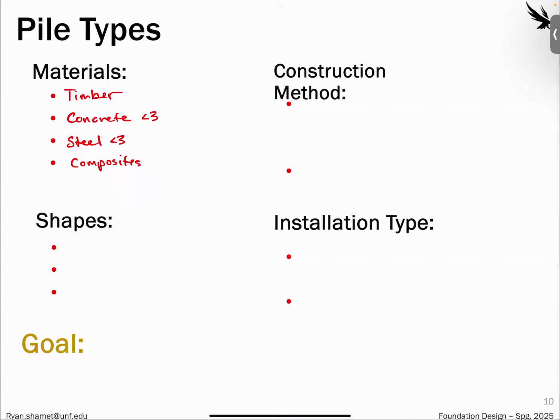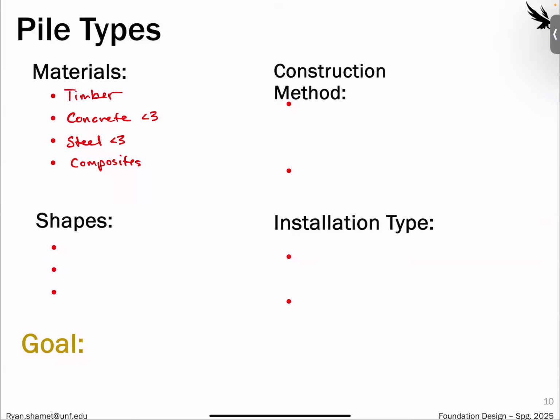If it's driven, it's a precast slab of concrete that is driven into the ground, or there's auger cast, which means they're drilling into the ground and then when they're pulling up, they're filling the hole with concrete. We'll go over that in a little bit.